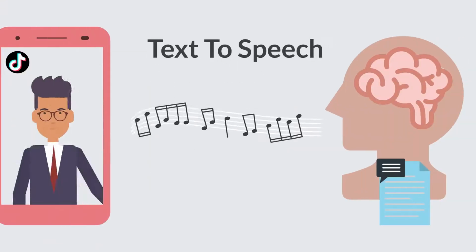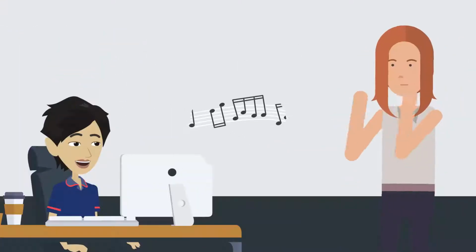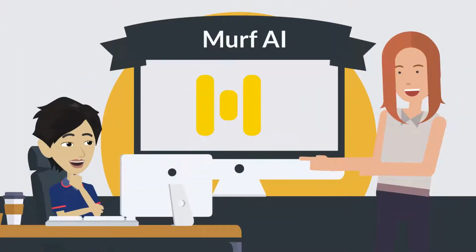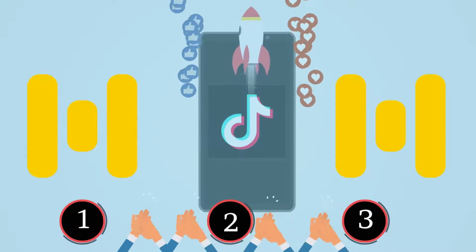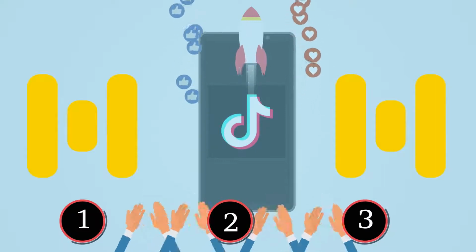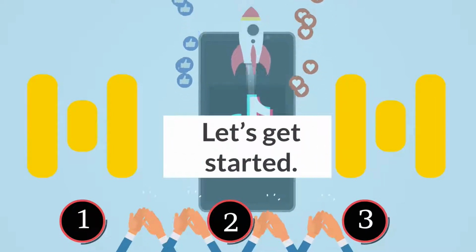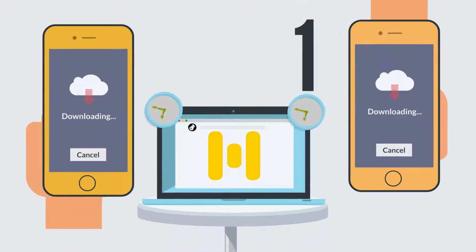So you want to use text-to-speech on your TikTok videos, and you've decided to use Murf AI to have more individual voices than the standard TikTok ones. Today, we will provide a 3-step guide on getting up and running on Murf to make great content for TikTok. Let's get started. Number 1, upload your TikTok video into Murf and write up your script.